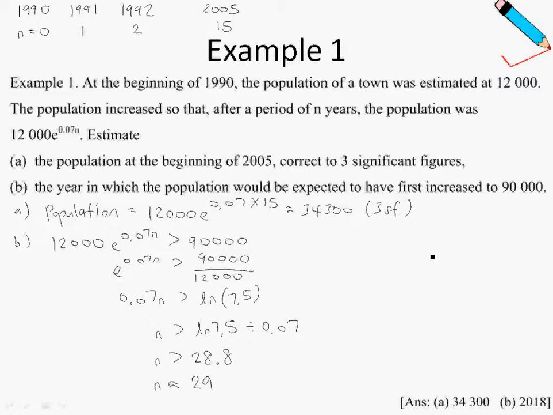The next tricky part is to state the year. Going back to what we did previously, if n is 0 in 1990, then in 1991 n will be 1. So my question will be, if this continues, in what year will n be 29? If you count, it should be the year 2018. Therefore the answer for part B is year 2018.